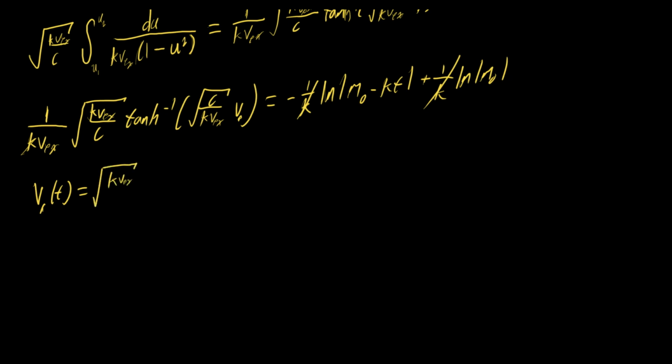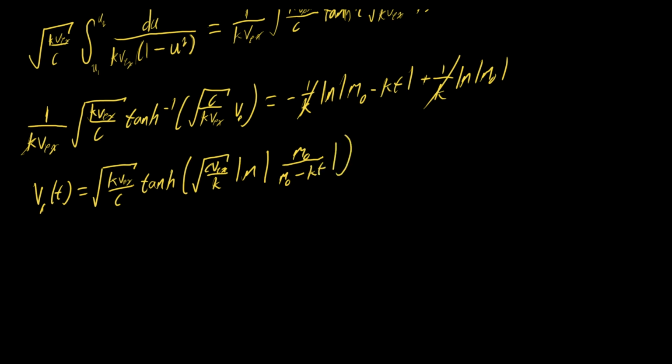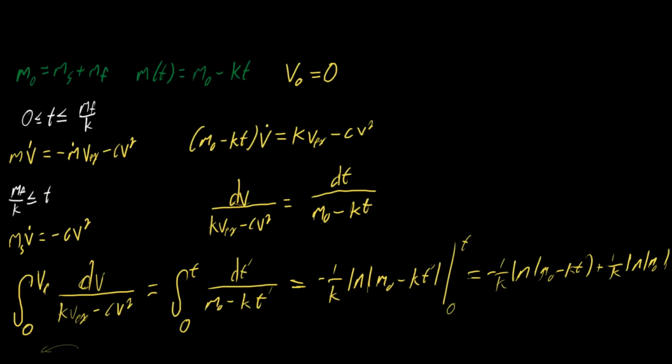k vx over c, and then the hyperbolic tangent, not the inverse because we moved it to the right side, of the square root of cvx over k times ln of m naught over m naught minus kt. And there you go. So this would be the solution for this first stage, for this first bound.